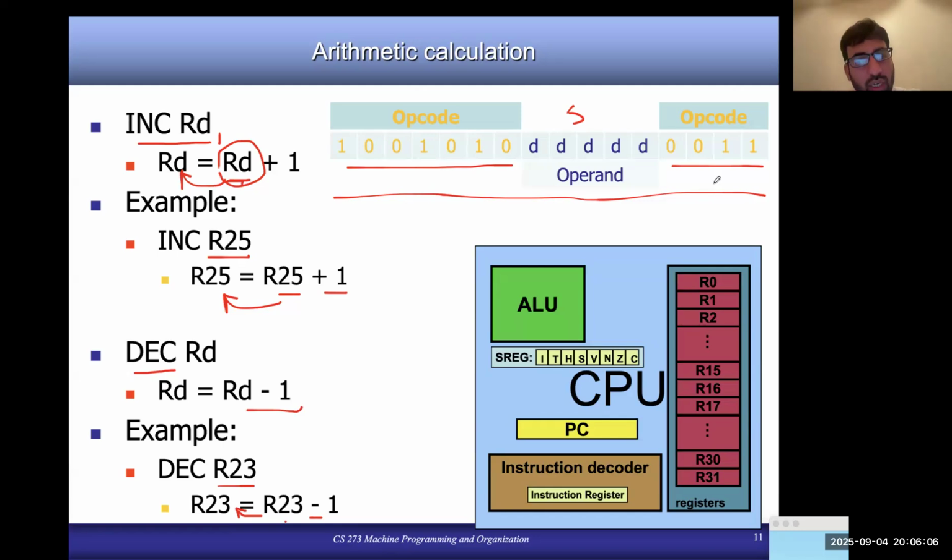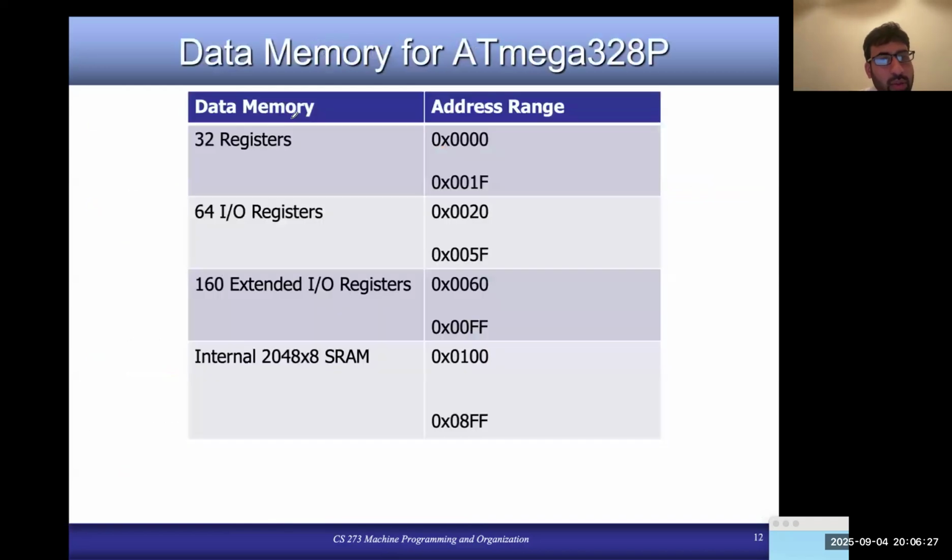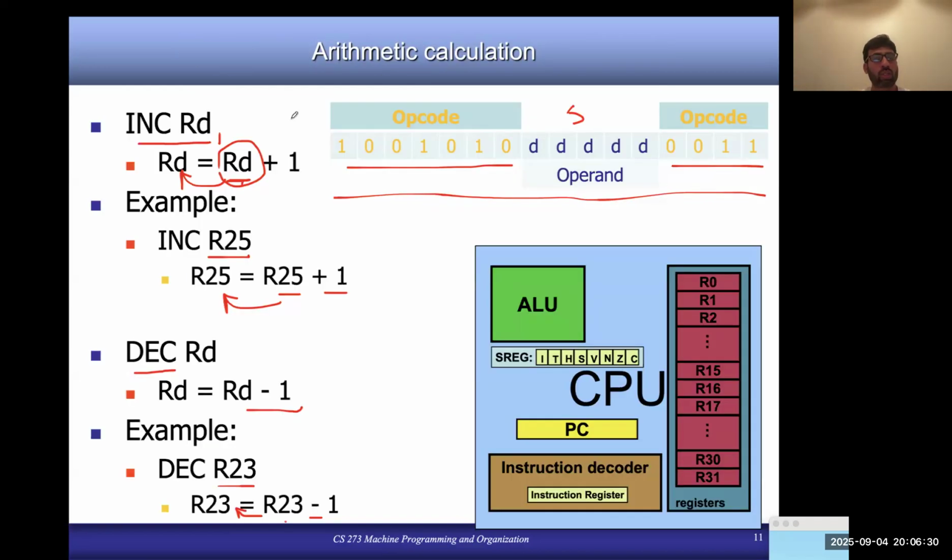However, the big majority of the instructions in the AVR microcontroller are 16 bits in size. There are some instructions which are 32 bits in size, but we will talk about them later. Most of the instructions are 16 bits wide. For example, increment is also 16 bits wide, and so are add, subtract, and decrement. Okay. Any questions until this point?